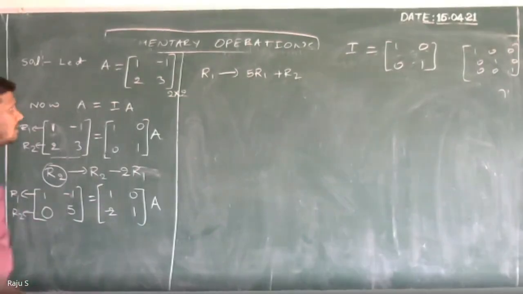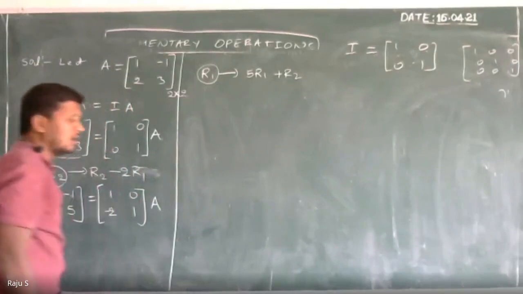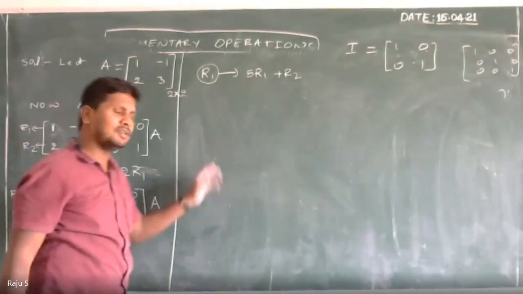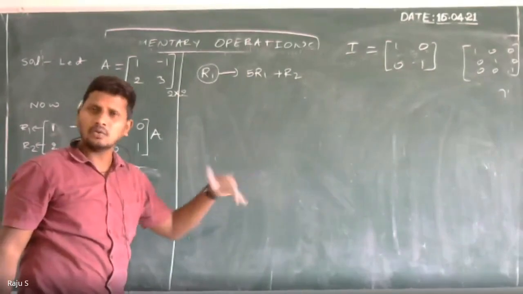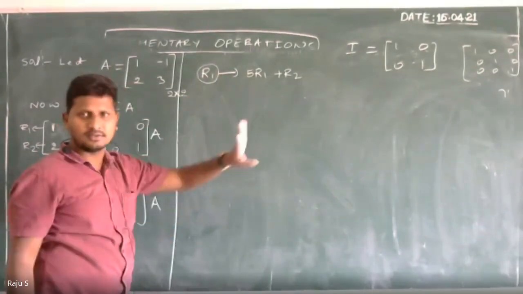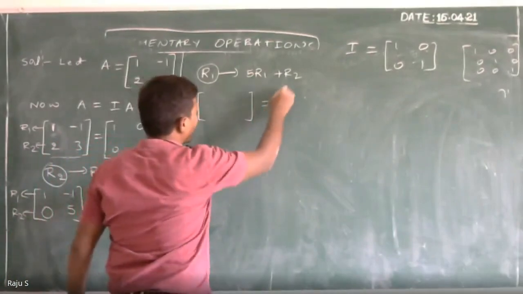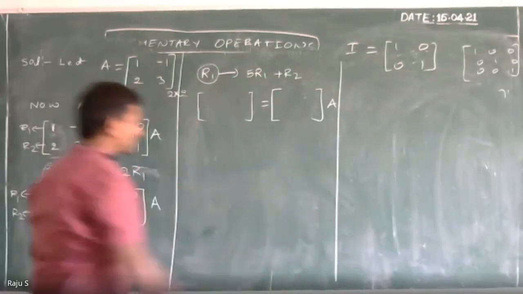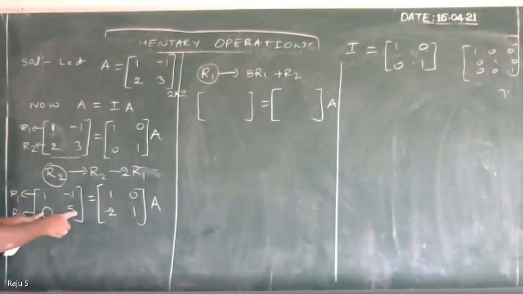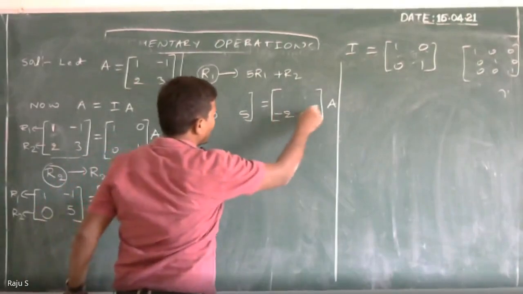Now I am applying the transformation on R1. So you can keep R2 as it is. R2 remains the same, R1 only will be changed. So what about R2 here, left side and right side? R2 you can write as it is. R2 value is 0, 5 on the left, minus 2, 1 on the right.